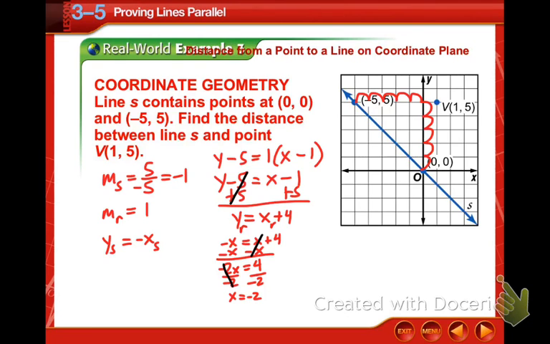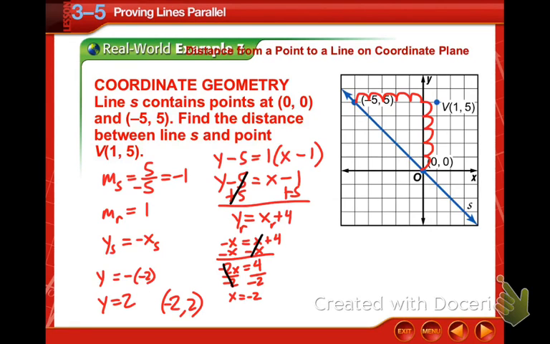Now we plug that back into either of these equations, and since S is the more simple equation, y is equal to the negative of negative 2, so y is just equal to 2. So the point you're looking for is negative 2, 2. So that's the point where they intersect. Now the last step is to find the distance between that point and V, and we're done.